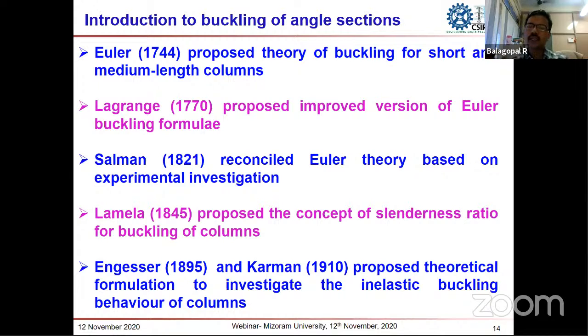As we all know, we are familiar with a particular term called slenderness ratio. That slenderness ratio was coined by Professor Lamella in the 19th century. All these four, from Euler to Lamella, concentrated only on the elastic buckling of columns. It was Professors Engesser and Karman who took keen interest in the buckling behavior of inelastic columns, and they proposed some formulas and experimental investigations to study the inelastic buckling of angle sections.